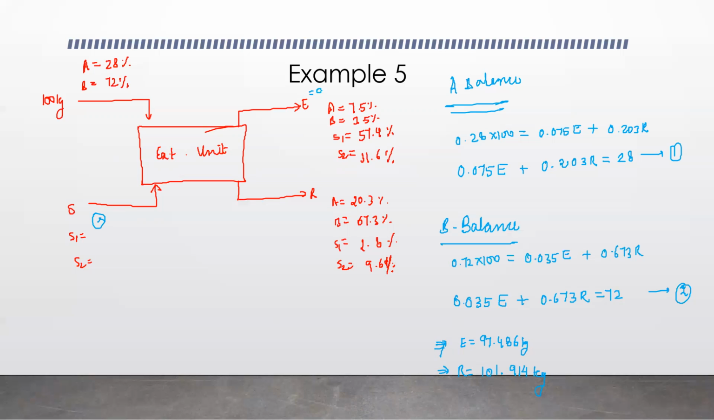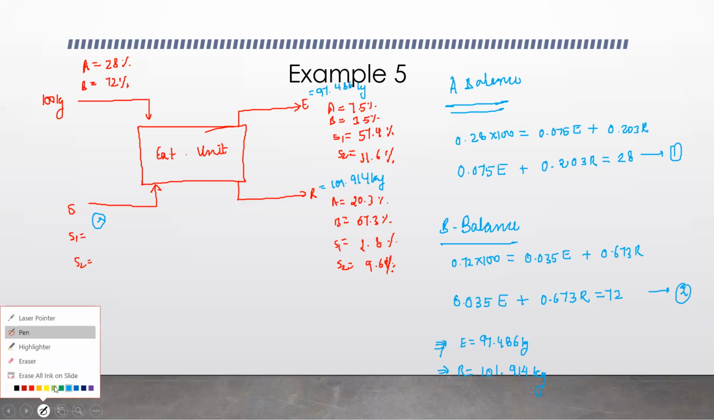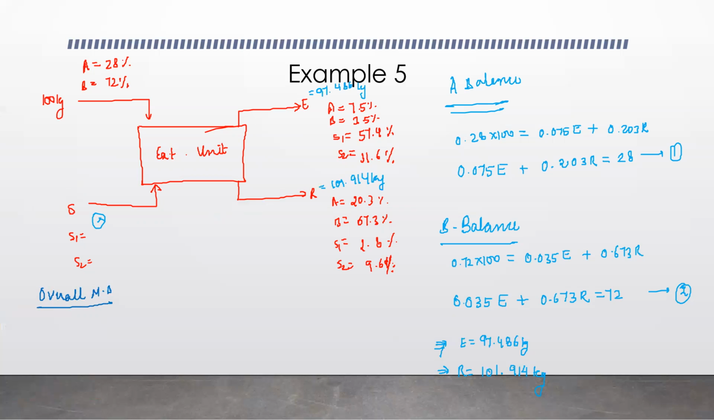E is 97.486 kg. And R is 101.914 kg. All right. So once we have got this, we can form the overall material balance equation and get S. So the overall material balance equation is 100 plus S, that is inlet, is equal to 97.486 plus 101.914. All right. So therefore, we get S as 99.4 kg.